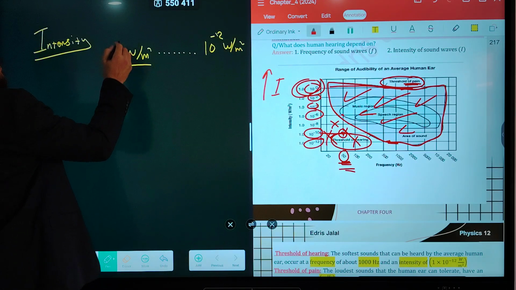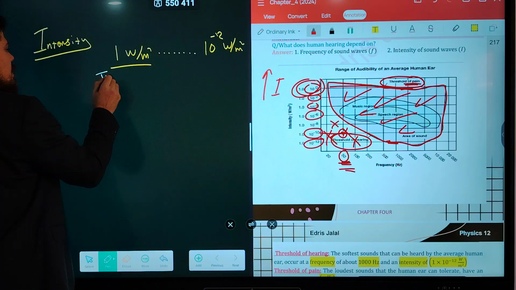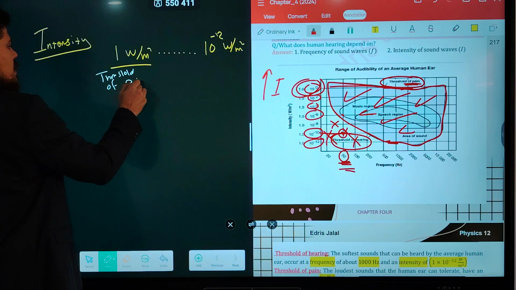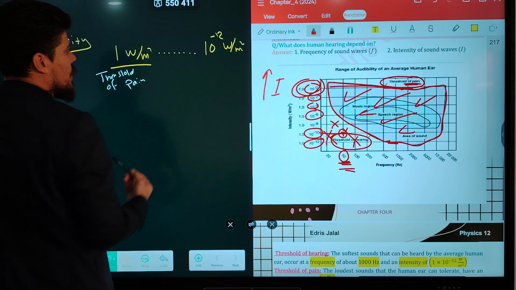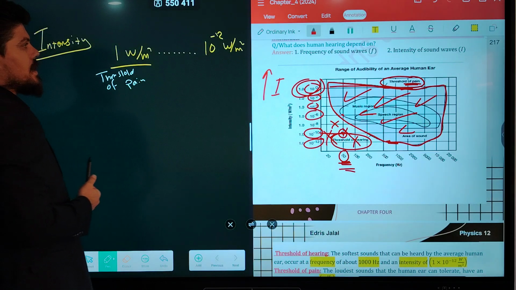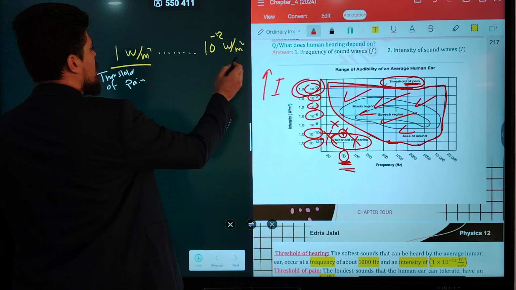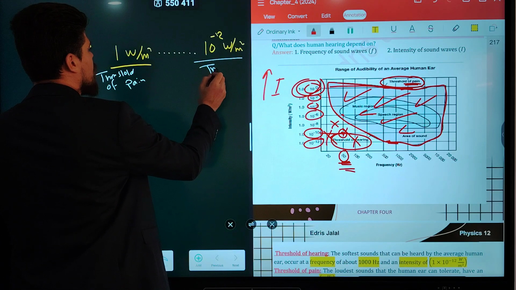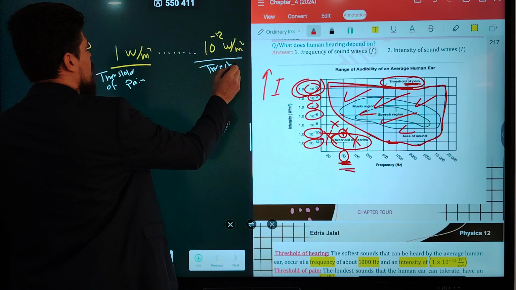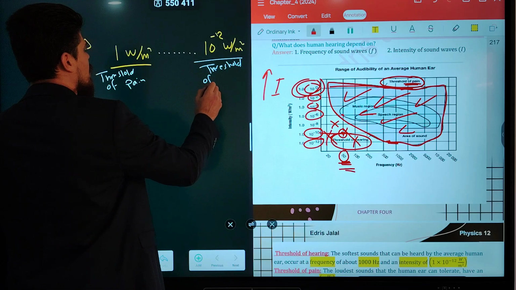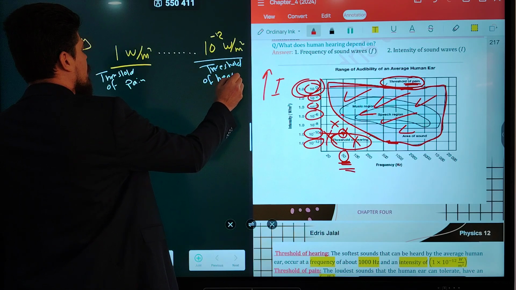This region is called threshold of pain. Is called what? Threshold of pain. It has more intensity, but this region, when its intensity is equal to 10 power negative 12 watt per meter square, is called the threshold of hearing. Threshold of what? Of hearing.